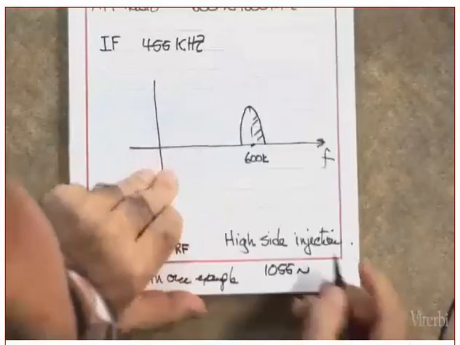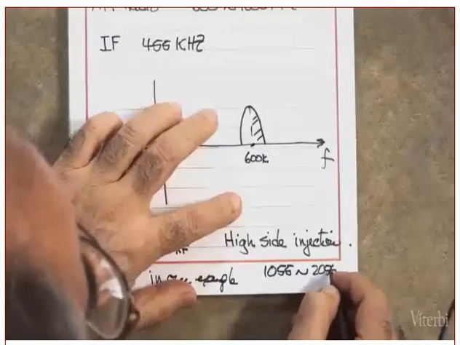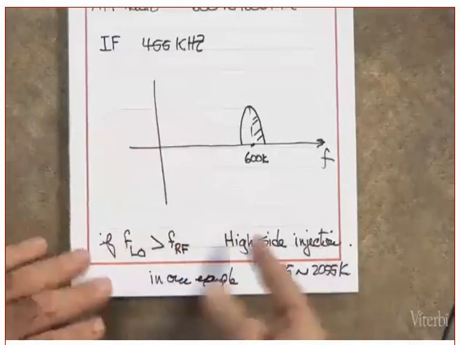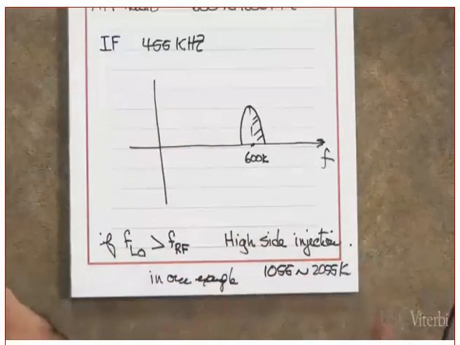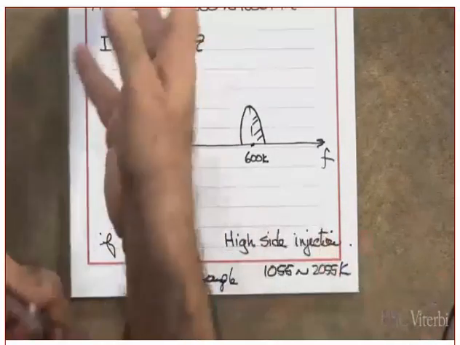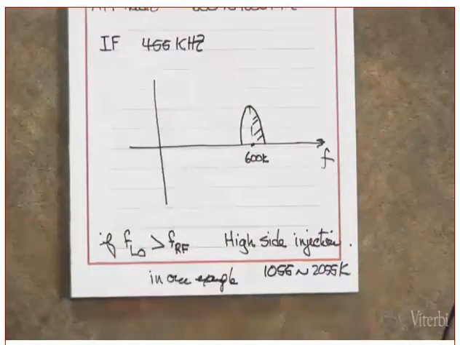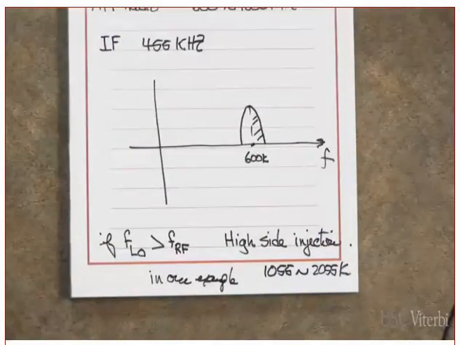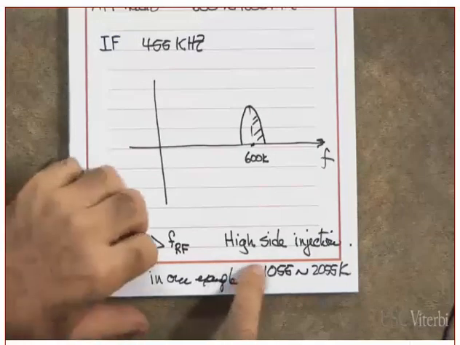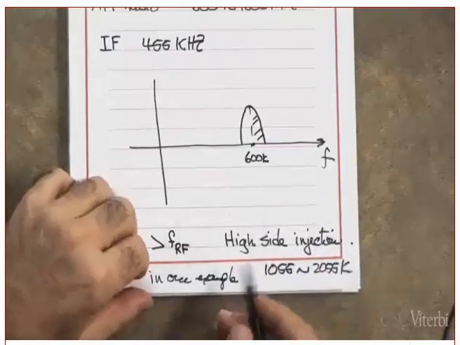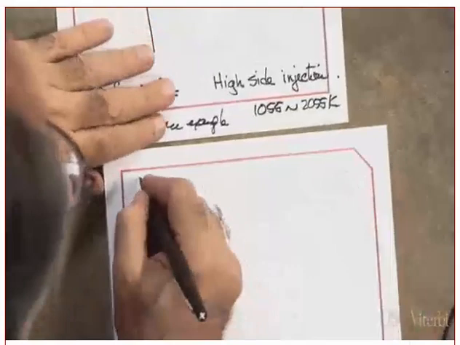Are you losing me or not? What is this range? When I write this range, what is that? That's the local oscillator range. That's the dynamic range of your oscillator, or the tunable range of your VCO. Agree? This is called high side injection. Low side injection.